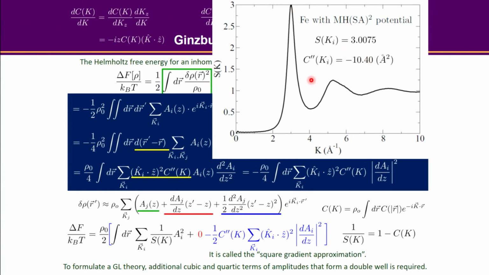And the C double prime of K you can also get, because we know S of K and C of K have a simple relation, so you take a second derivative on that. So you're getting this minus 10.4 angstrom squared. So that's what I was saying about this term is possible, right? So that still gives an energy penalty if you have an interface that goes too sharp.